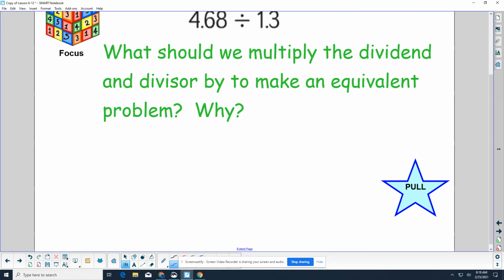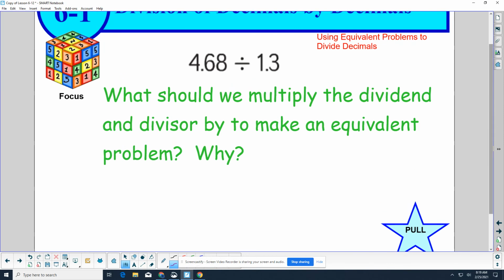So what should we multiply the dividend and divisor by to make an equivalent problem, and why? So let's look at this one. I can see here that I already have a whole number, but I have 1 over here in the tens place. So I'm going to multiply that by 10 because I only need to move the 3 over 1 place value to the left. But then when I look at the dividend, if I only move over 1 place, that's not going to work, is it? Because what will happen is then I'll still have 46 8/10.